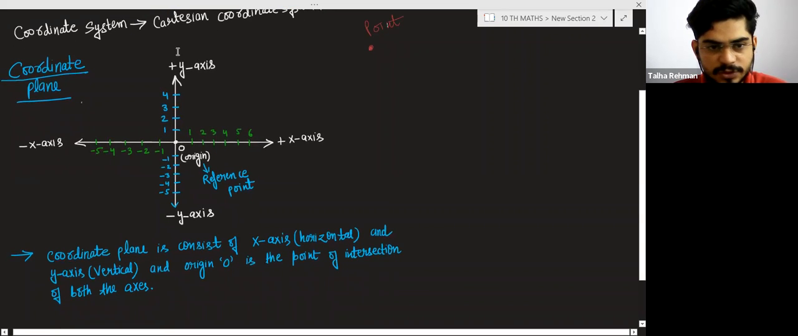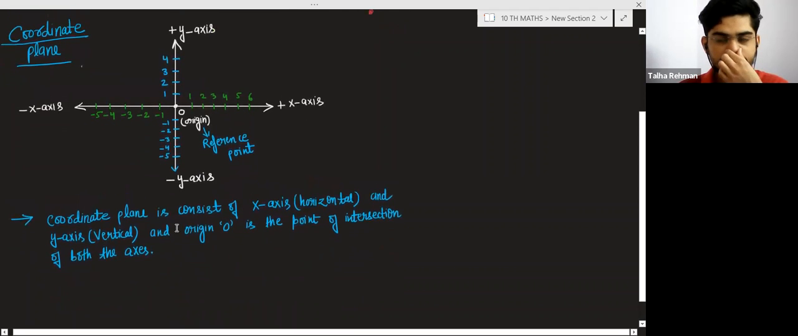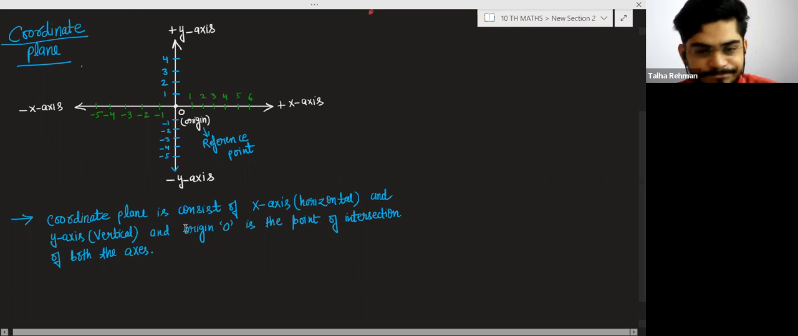And this is positive y-axis, this is negative y-axis. This is positive x-axis, this is negative x-axis. And the coordinate plane consists of the x-axis, y-axis, and origin. Simple.